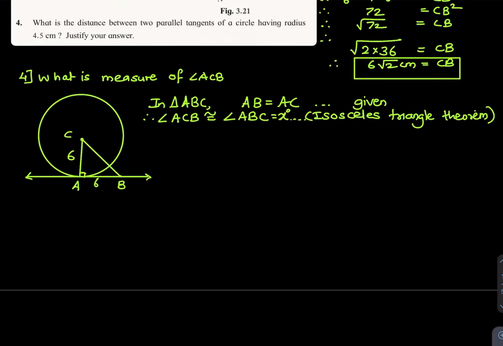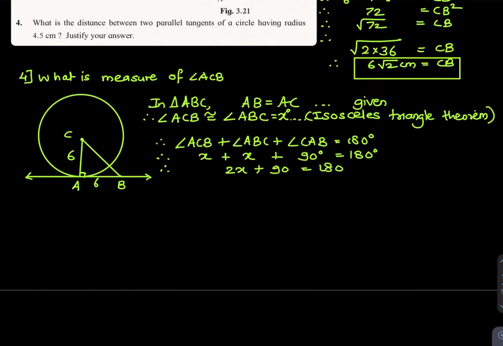Then angle ACB is congruent to angle ABC, by the isosceles triangle theorem. So let the measure be x degrees, and then using the fact that the sum of all angles of a triangle is 180 degrees, we will get the equation, and by putting in the values you will get x equal to 45 degrees. So angle ABC is 45 degrees.